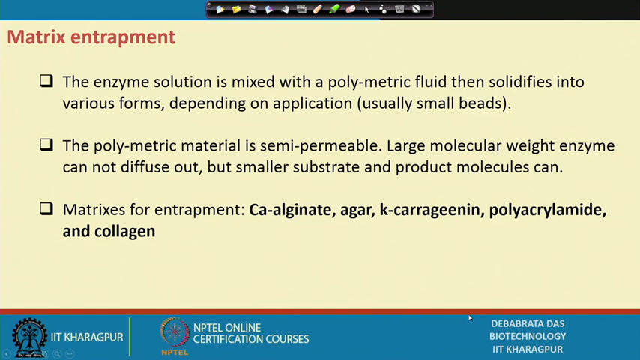Now, matrix entrapment. When you talk about matrix entrapment, the enzyme solution is mixed with a polymeric fluid and then solidified into various forms depending on the application. I can give the example of calcium alginate. We know that inside the sodium alginate solution we can put some enzymes, and then when you put it drop by drop into calcium chloride solution, we get bead formation, that is calcium alginate. So your enzyme will be entrapped inside the bead.